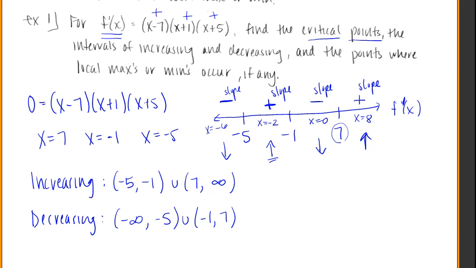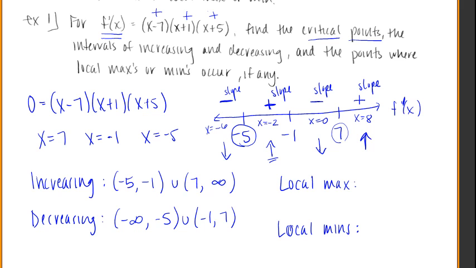Okay, so to answer the last little bit, we want to see if there are any local maxes or if there are any local mins. Okay, remember a max occurs when your graph goes from increasing to decreasing. Okay, so let's analyze real quick. Let's focus on x equals -5.